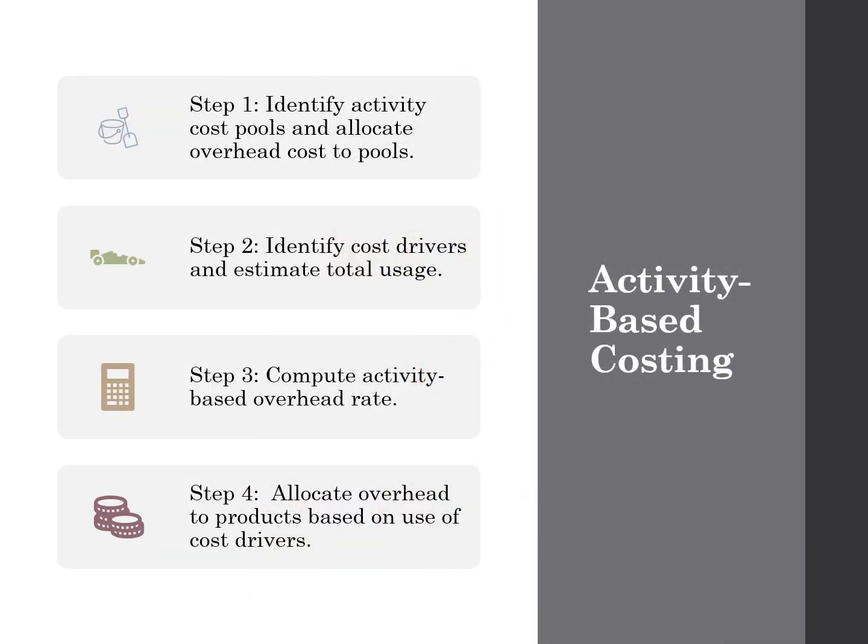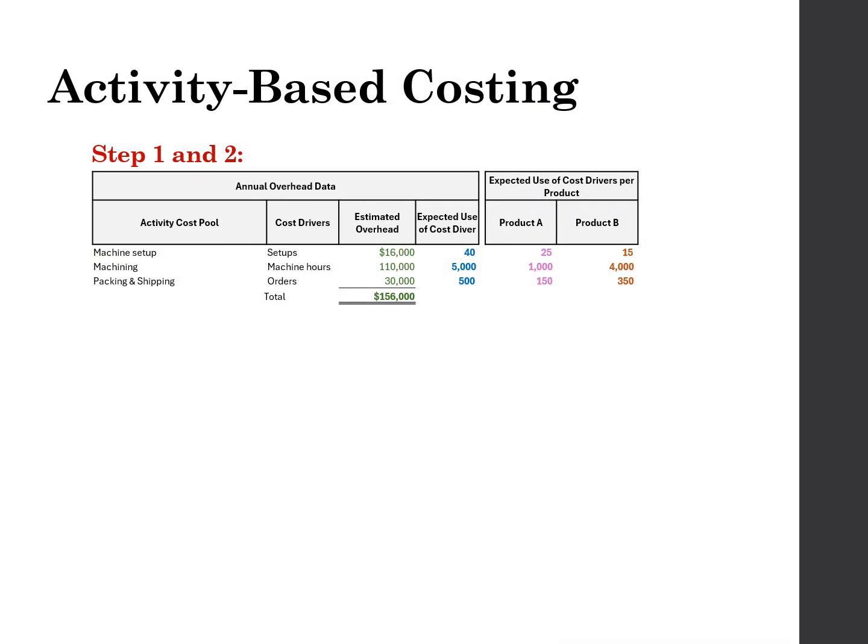There are 4 steps to ABC. In this course, you will be given step 1 and 2. So you need to calculate step 3, which I like to think of as a predetermined overhead rate for each cost pool, and step 4. In step 1, overhead costs are assigned to the appropriate activity cost pool. In this example, $156,000 of overhead is assigned to 3 cost pools: machine setup, machining, and packaging and shipping.